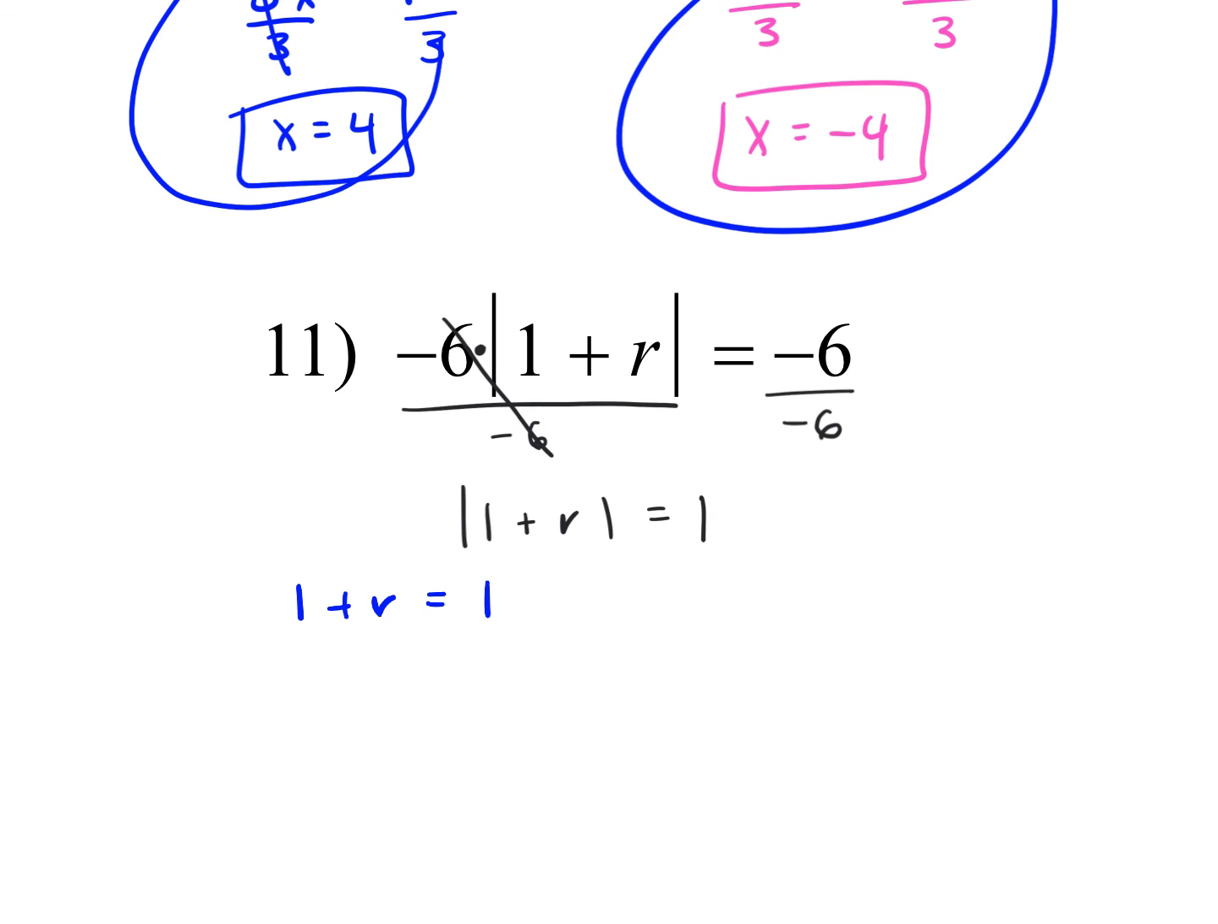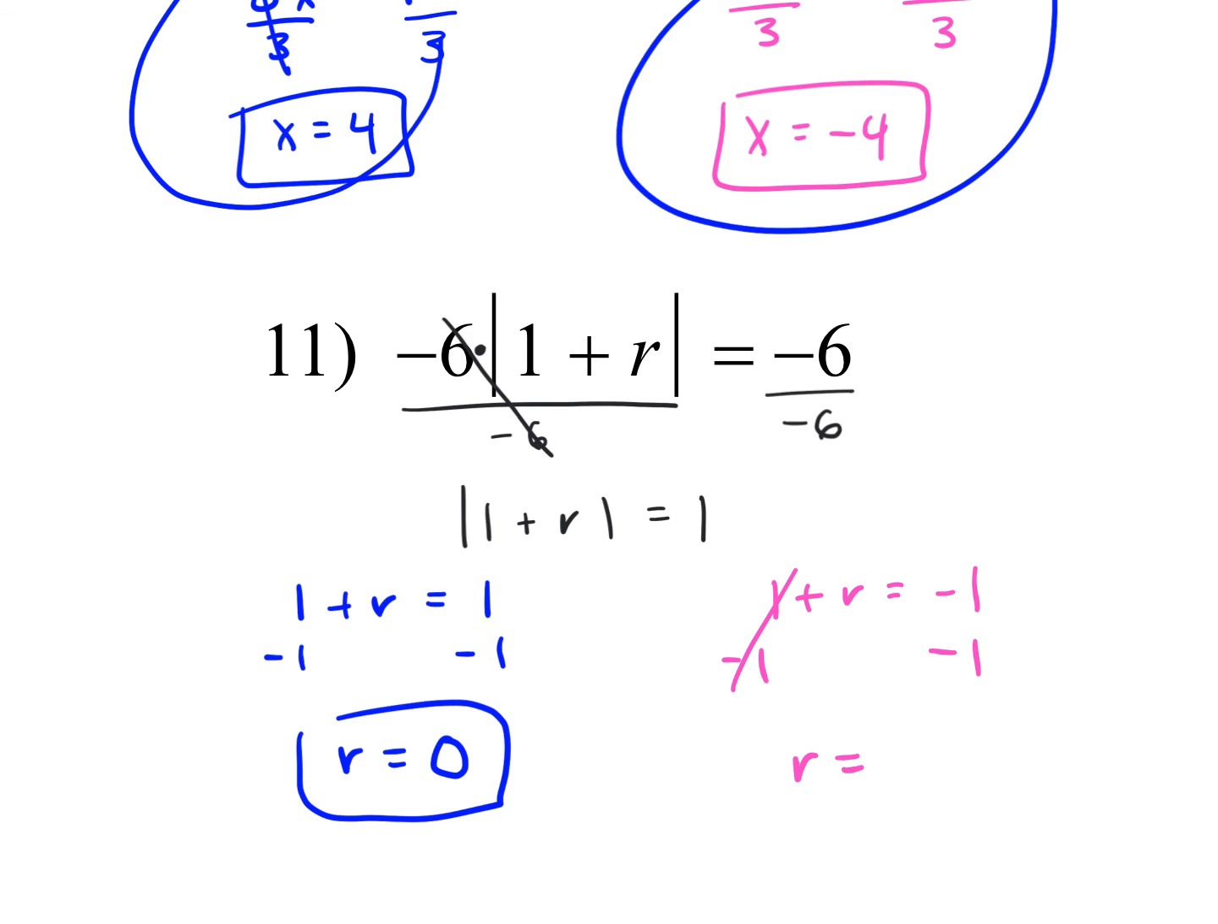So 1 plus r is equal to positive 1. 1 plus r is equal to negative 1. Split it. Now in the blue equation, what do I need to do to solve for r? Victor. Subtract 1. So what's r equal to? 0. And then in the pink equation, what do I need to do? Same thing. Subtract 1. So then what's r equal to? Negative 2. Awesome. So my two answers are 0 and negative 2. Any questions here?